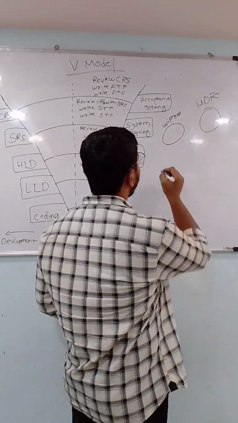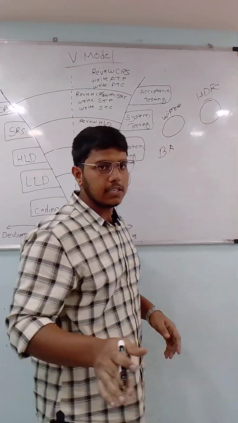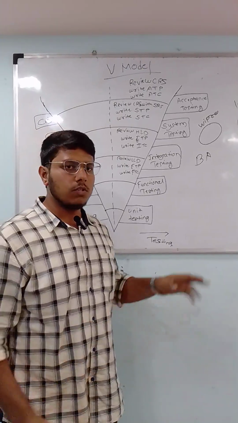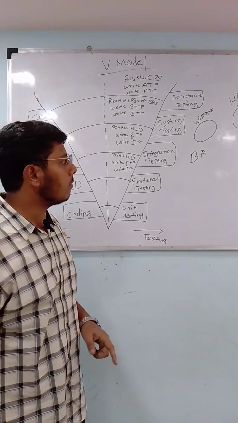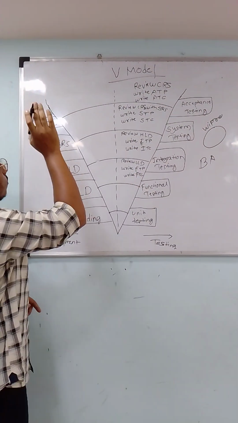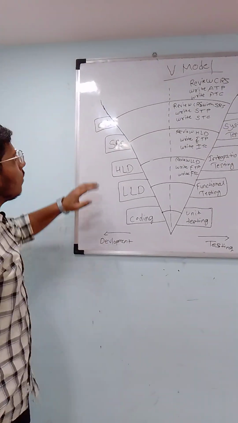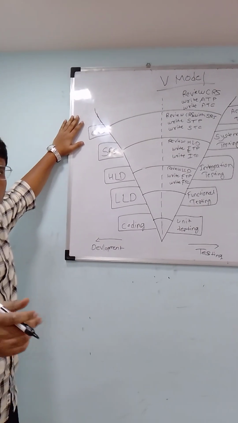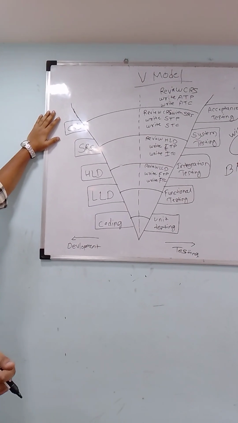Then Wipro sends a BA, that is the business analyst, from their side to HDFC Bank to gather the requirement. The BA goes to HDFC, gathers the requirement, and comes back to Wipro with it. Now the requirements are in the form of CRS, that is the customer requirement specification.